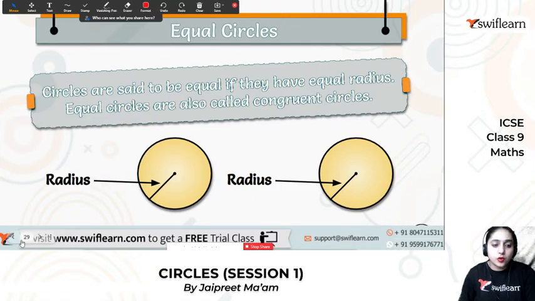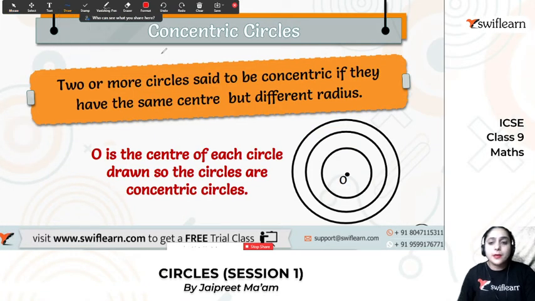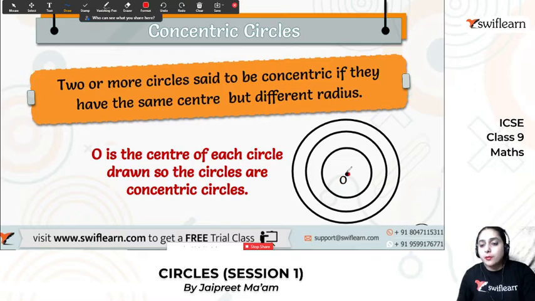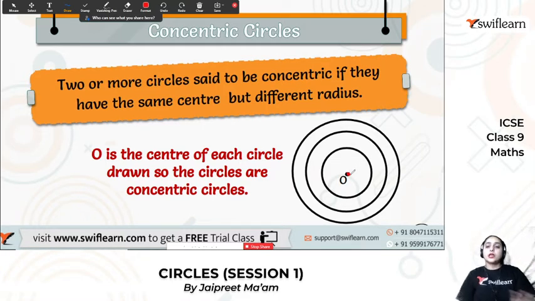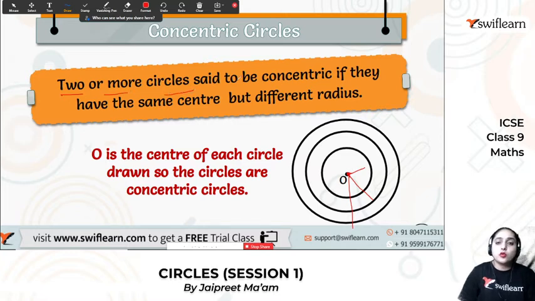Let's see what is concentric circle. Very simple. जिनका सेंटर पॉइंट सेम हो, सेंटर पॉइंट इज सेम एंड रेडियस इज डिफरेंट, this is known as concentric circle. Let's see the definition. Two or more circles are said to be concentric if they have the same center but different radius. Center same hai but radius is different, because it will be 2 if we are taking, it will be 3, it will be 4. Okay.